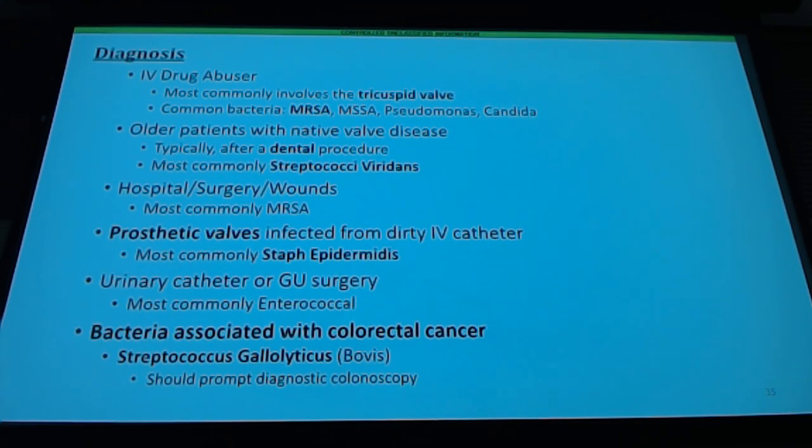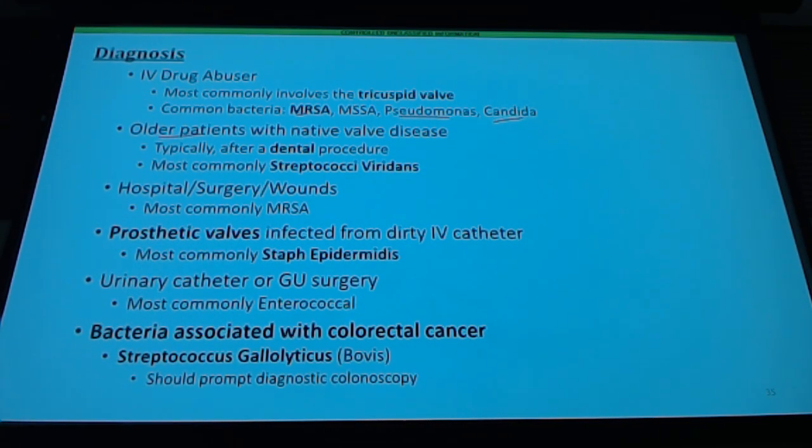So knowing, based on your history, what makes that person high risk for having this condition will tailor the antibiotic of choice. So if I have somebody who's an IV drug user, the most common bacteria that cause this is going to be MRSA. But it could be Pseudomonas. It could even be yeast that's causing this condition. So you're going to have to tailor your antibiotic choice depending on the risk factor.